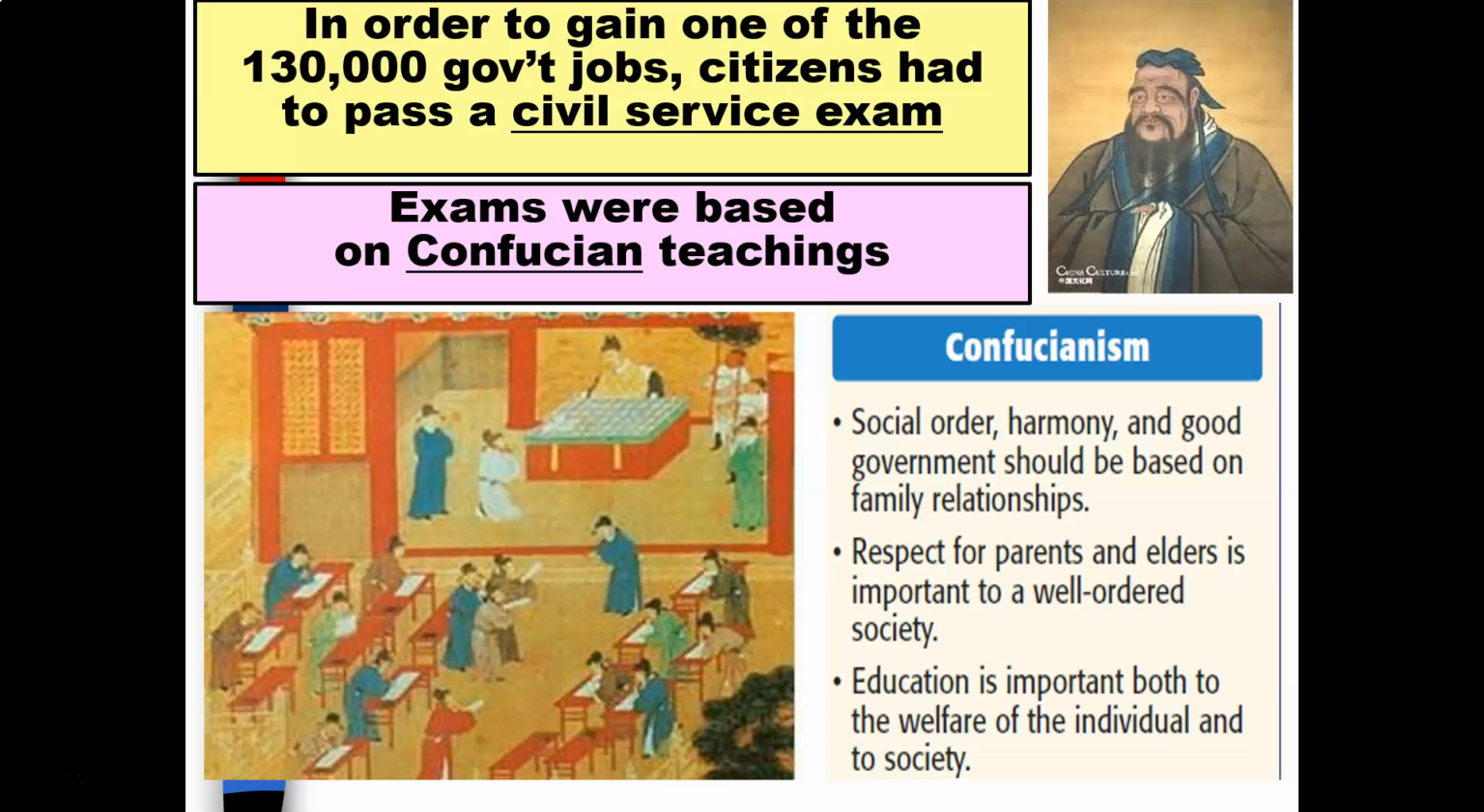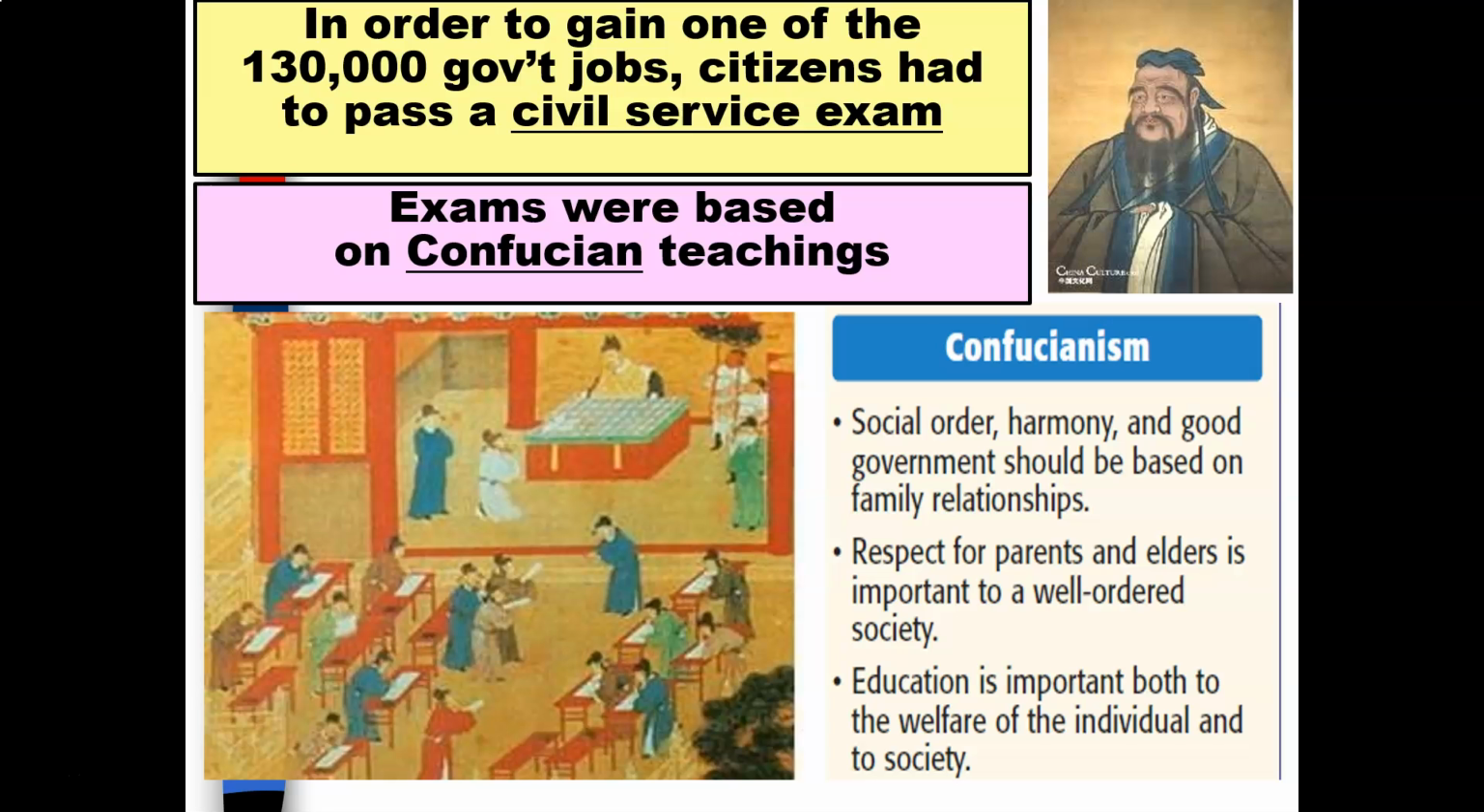Now, in order to gain one of the 130,000 government jobs, citizens had to pass civil service exams. Exams were based on Confucian teaching. Very important because even in modern day today, we use civil service exams. If you want to go and work for the post office here in the United States, you have to take an exam. If you want to go and work for the gas company, you have to go and take an exam. So everything is based on exams, and this actually comes from an idea that the Chinese put together.